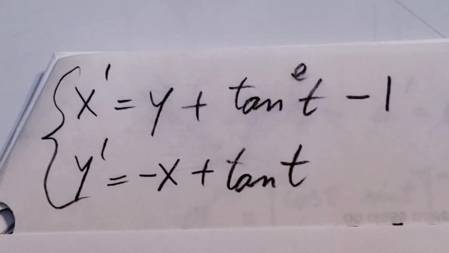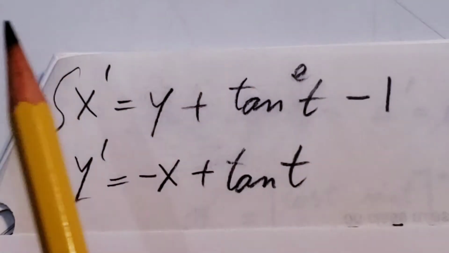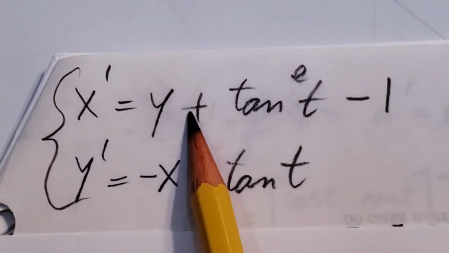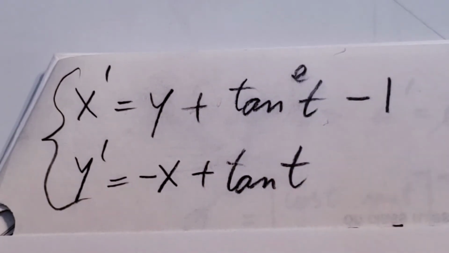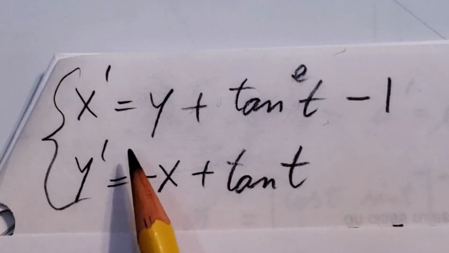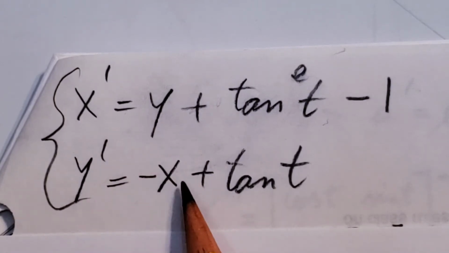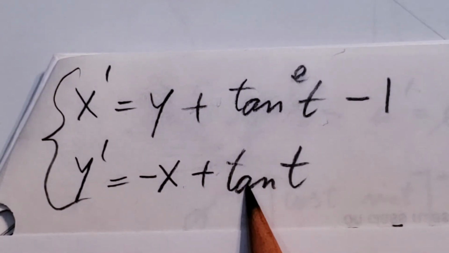Let's solve this non-homogeneous system of differential equations. We have x prime equals y plus tangent squared t minus 1 and y prime equals negative x plus tangent t.